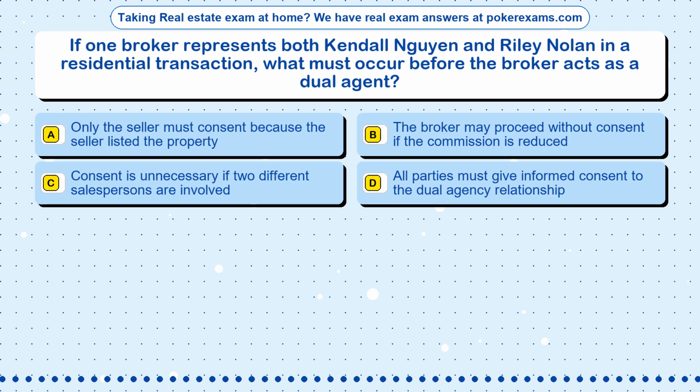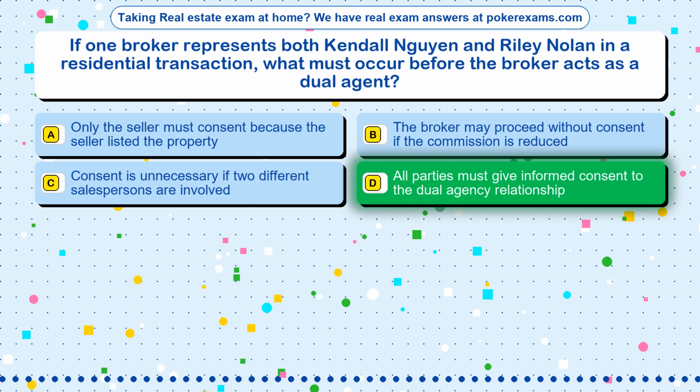Question 4. If one broker represents both Kendall and Gwynn and Riley Nolan in a residential transaction, what must occur before the broker acts as a dual agent? Option A. Only the seller must consent because the seller listed the property. Option B. The broker may proceed without consent if the commission is reduced. Option C. Consent is unnecessary if two different salespersons are involved. Option D. All parties must give informed consent to the dual agency relationship.